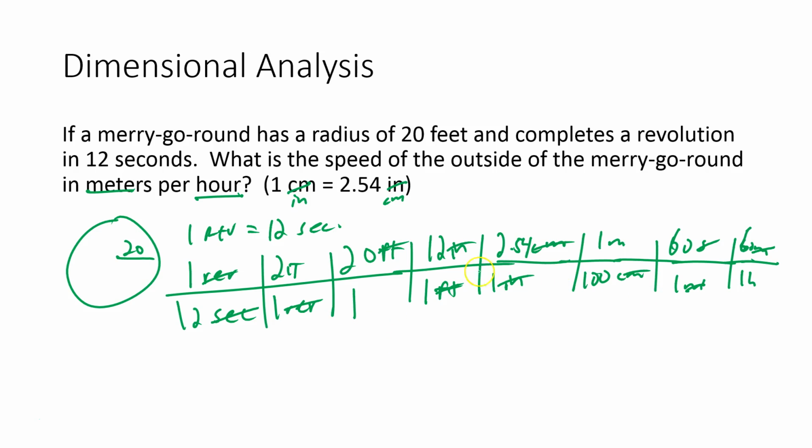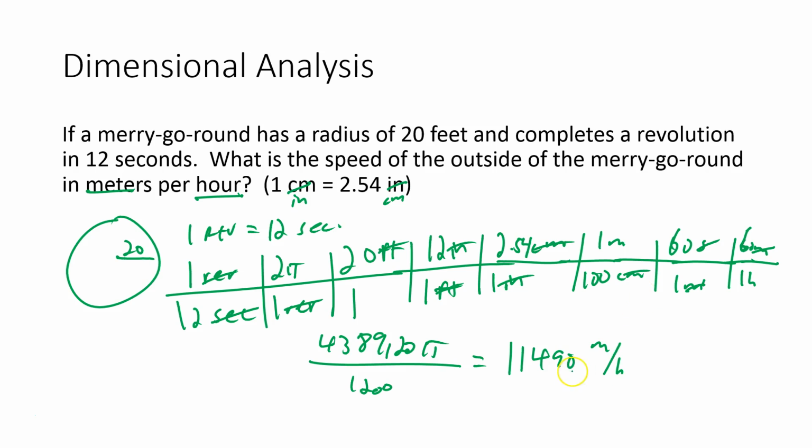So upstairs, we have 4389120 pi. And on the bottom, I think we were actually right. That was 1200. So if we do this times pi and divide by 1200, that looks better. That is 11490 meters per hour, 0.68. Cool. All right, moving on.